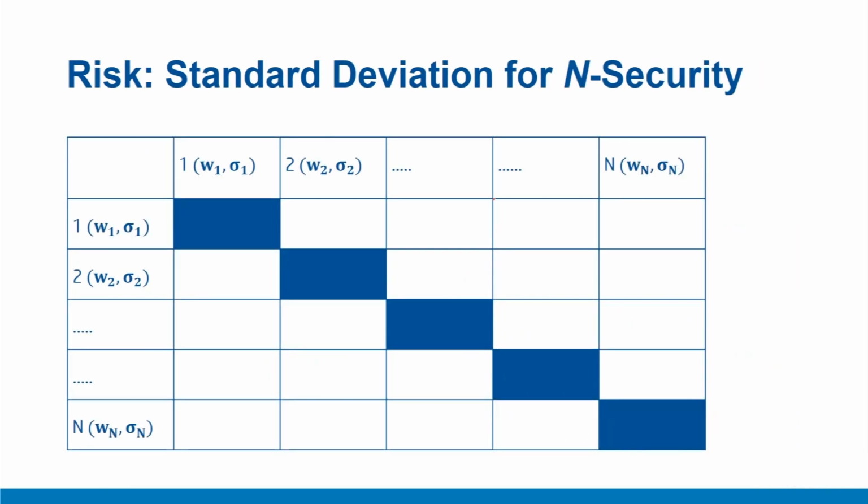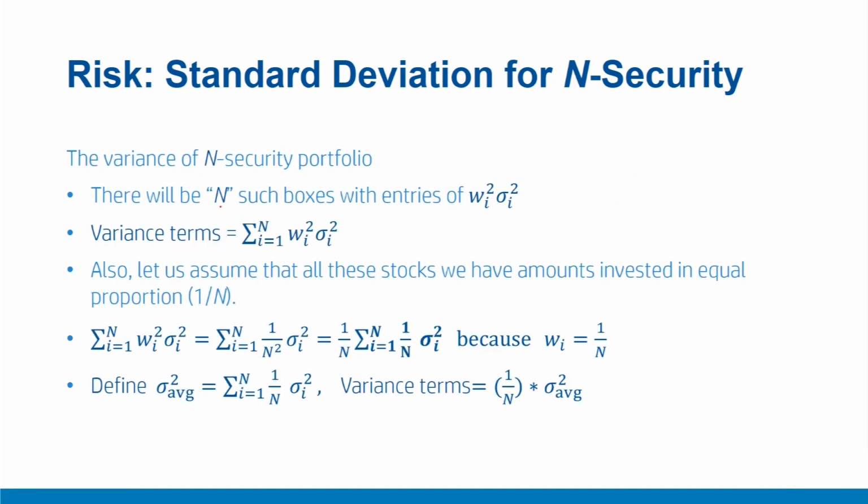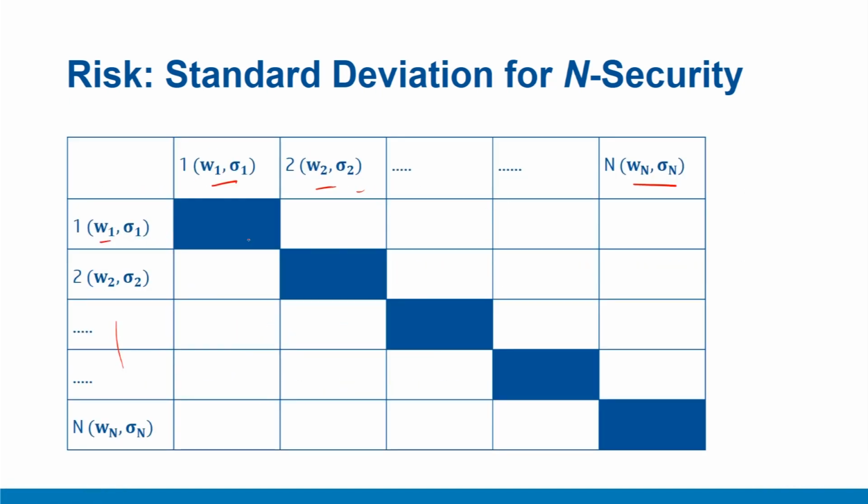Let us extend this understanding to a more generic n security case. Here again you have W1 sigma 1, W2 sigma 2 and so on up till Wn sigma n, and W1 sigma 1 here on the column and row side. As you would have already guessed, these diagonal boxes will include all the variance terms, so this will be something like W1 square sigma 1 square, and so on, up to Wn square sigma n square. So these are all the diagonal boxes.